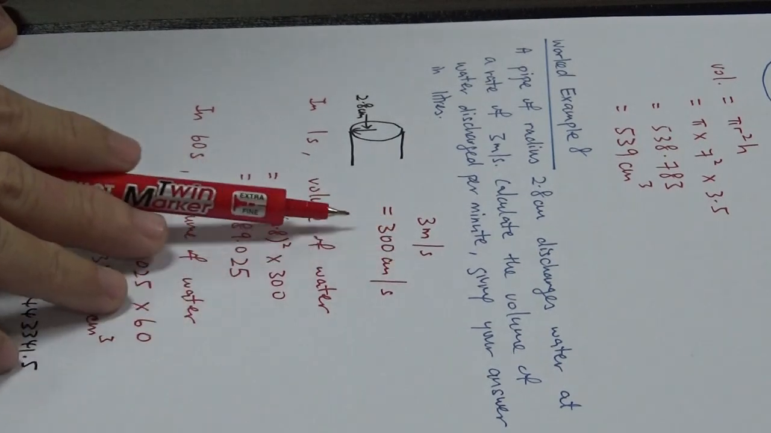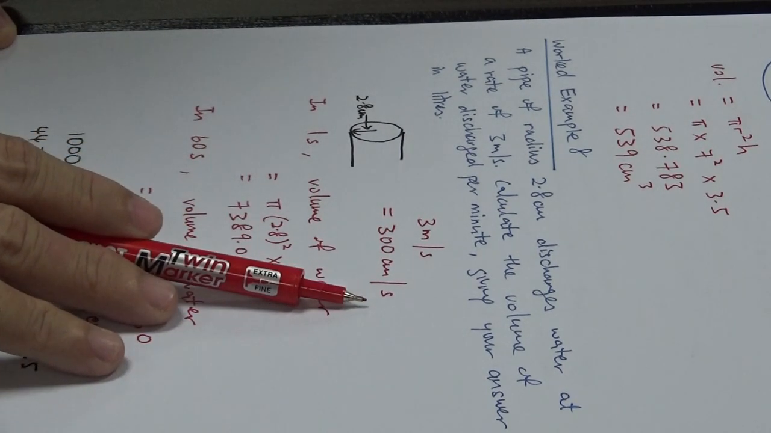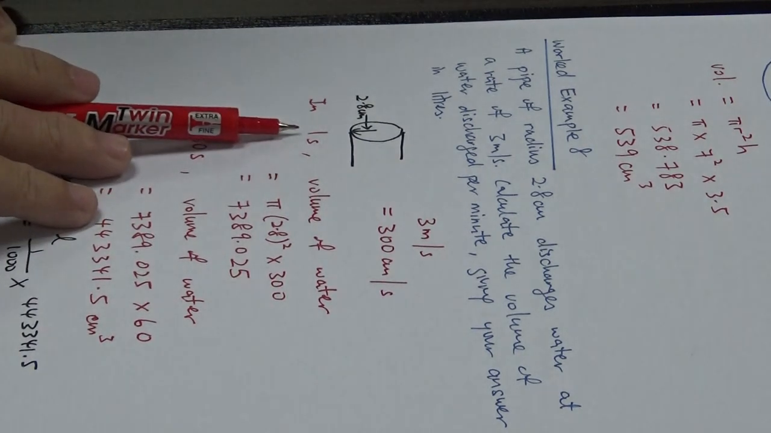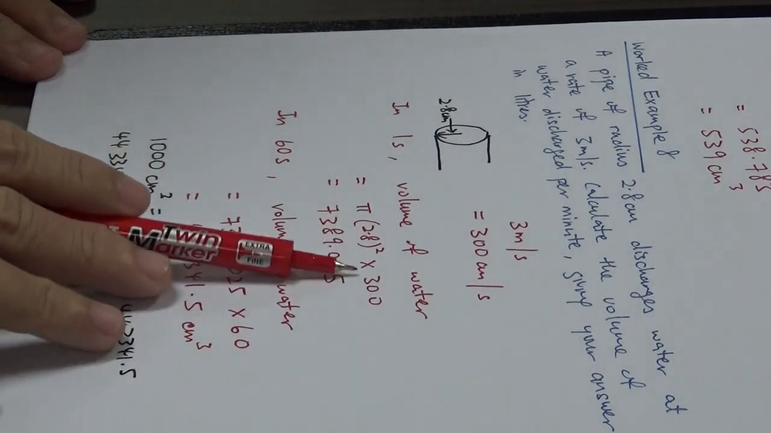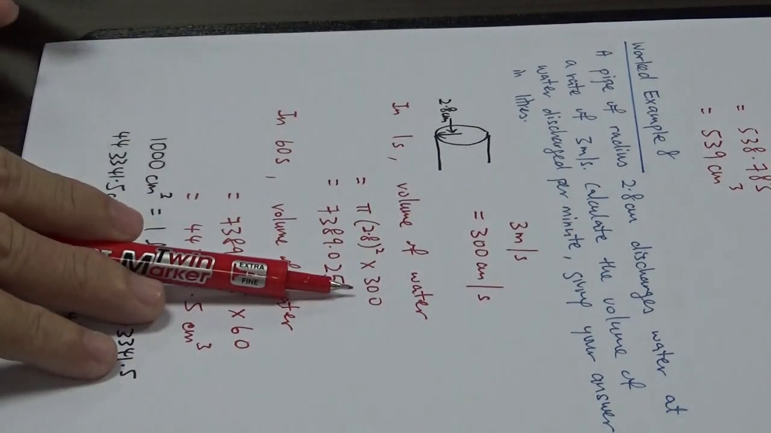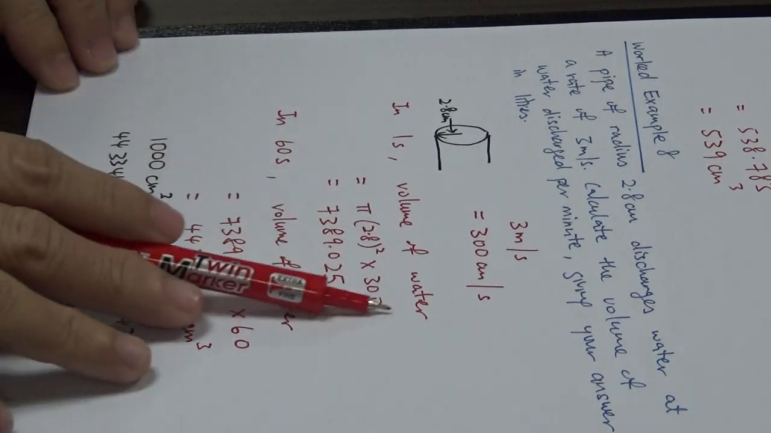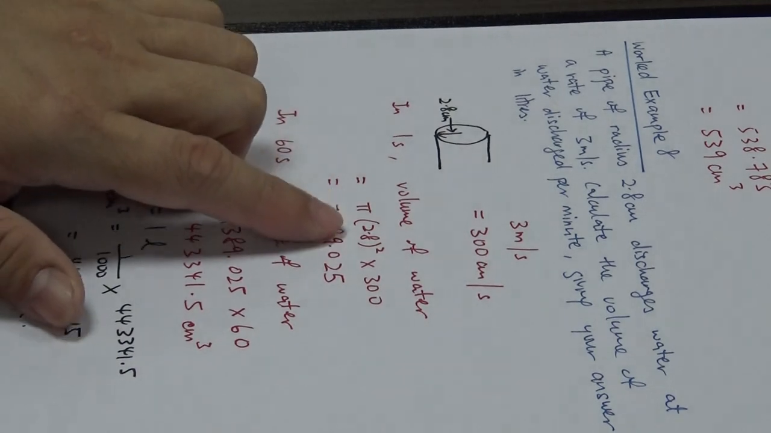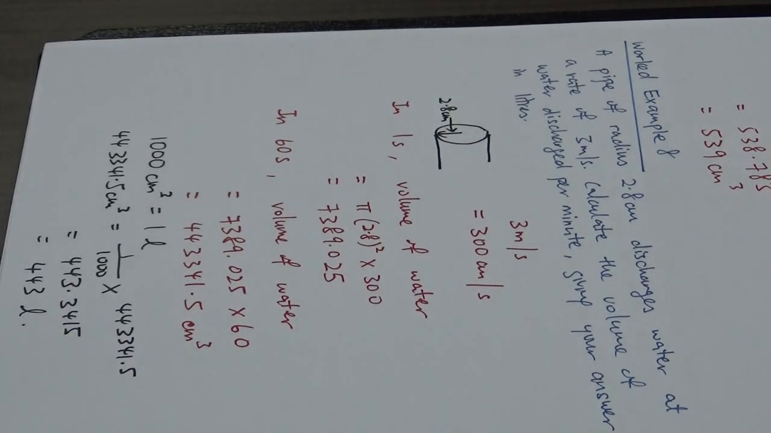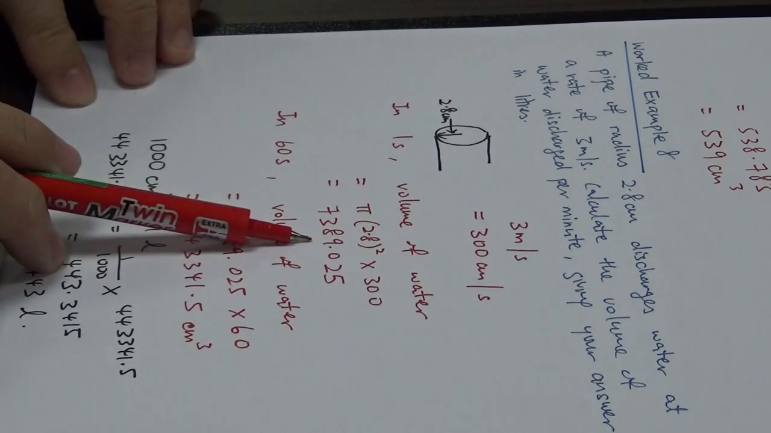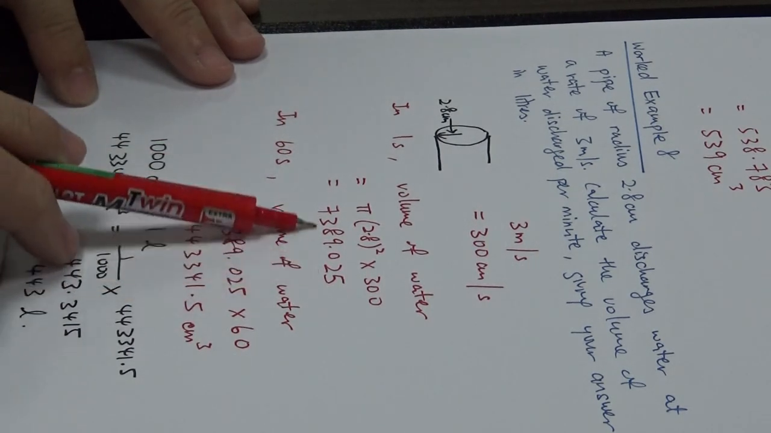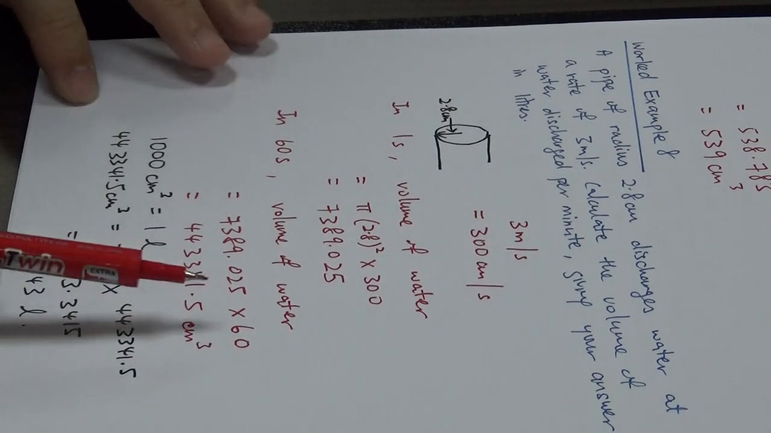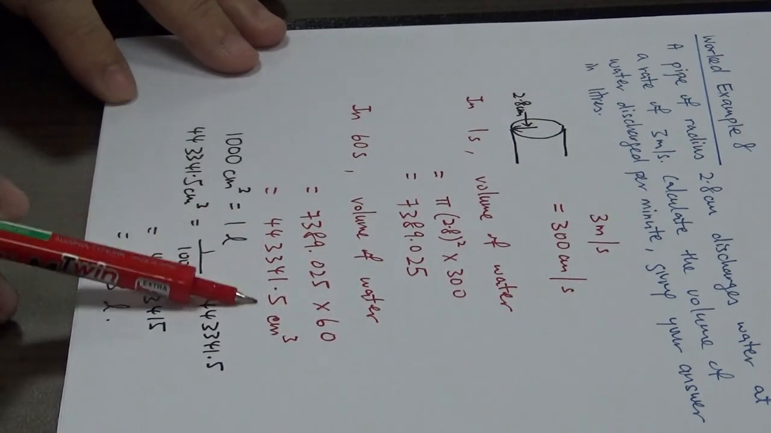Now, I want you to take note. 3 meters per second means 300 centimeters per second. Now, that means in 1 second, the volume of water will be pi r squared times the length, the height, which is 300. Okay, so this is the volume of water discharged per second. Pi r squared h, which is 300 cm, to be taken as the height. Okay, now I will get this answer. Now we know that in 1 minute, there are 60 seconds. So the volume of water must be this amount times 60. Okay, so I will get this amount of water.